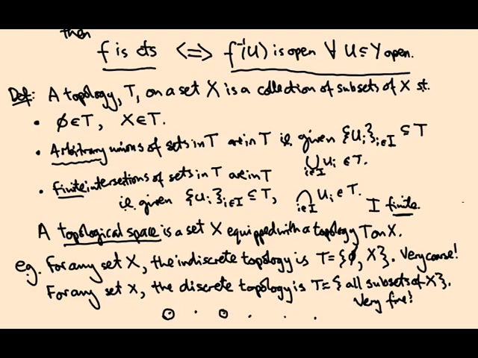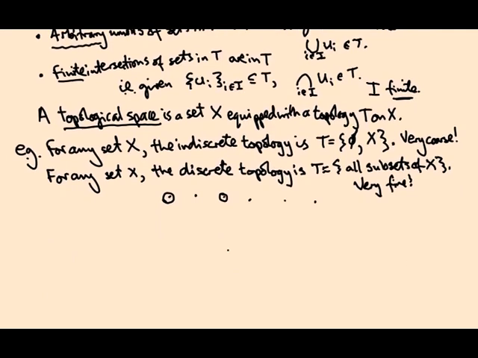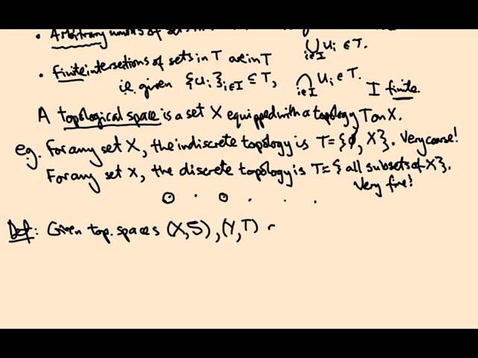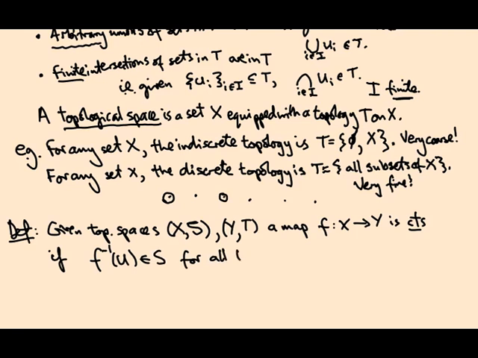So with this notion of topological space, I can now talk about continuous maps between topological spaces. So given topological spaces, X with a topology S and Y with a topology T, a map F from X to Y is called continuous, which I'm just going to abbreviate to CTS, if F inverse of U is open in X, in other words, it's in the topology S, for all open sets U in Y. In other words, for all sets in the topology on Y.